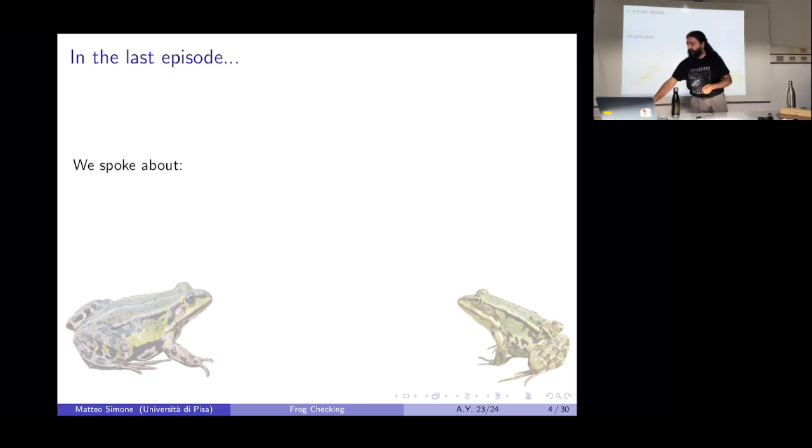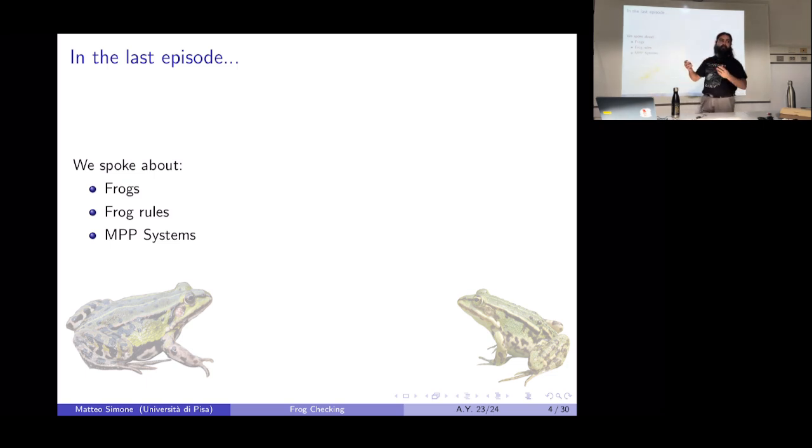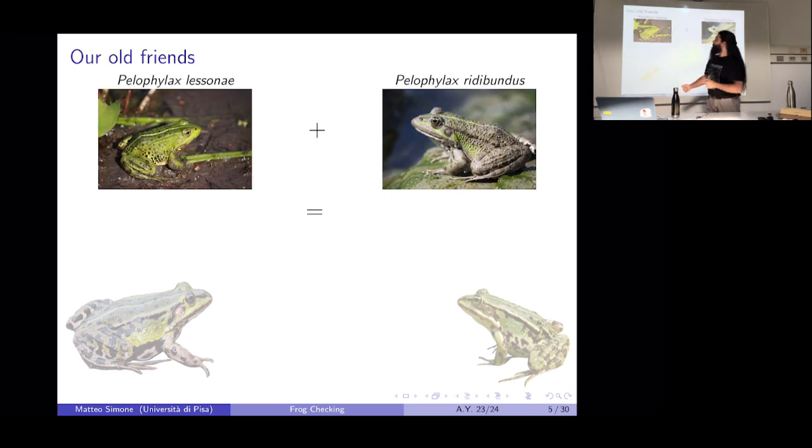Last time we talked about frogs, frog rules. So what are frogs? How do frogs behave? MPP systems, a nice way to model frogs and dynamical systems. And we spoke about agent-based frog simulations, almost what they have done with Uta stansburiana, but with frogs, not in the Godot engine, but with NetLogo, that doesn't crash when it has hundreds of lizards. It just keeps on.